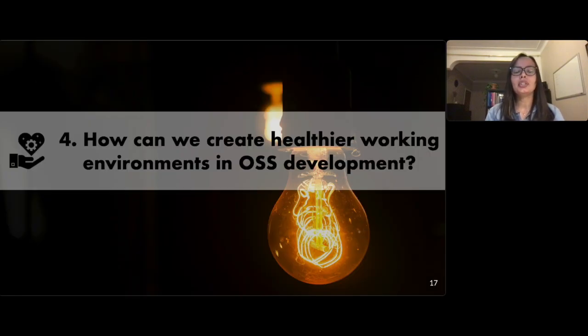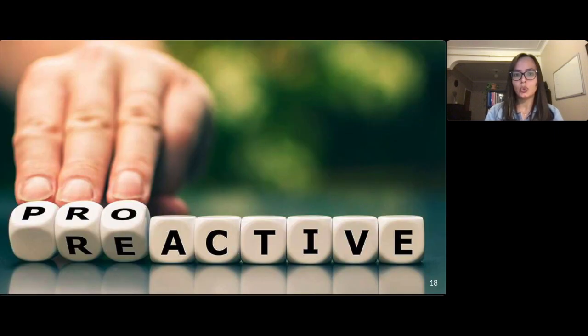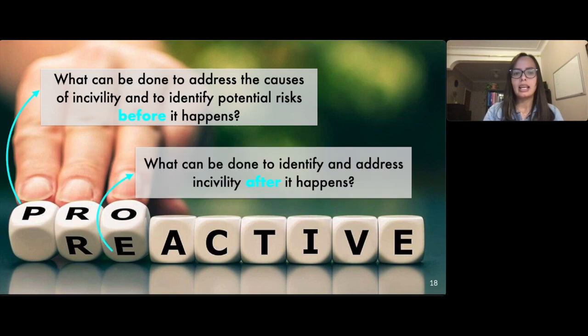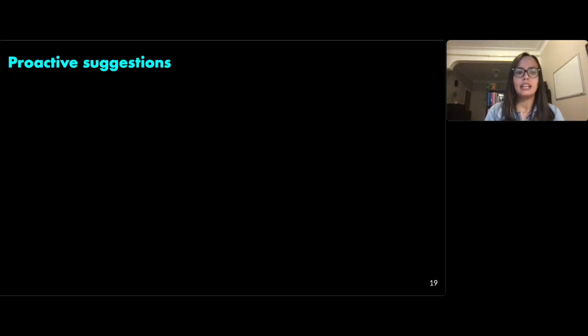So now we know the cause and consequence of uncivil communication, so we can provide means to create healthier working environments for open source communities. We suggest two approaches for that. First, we call it proactive approaches, which are approaches that are done to address the causes of incivility before it happens. And then we have the reactive approaches, which are approaches that can be done to address incivility after it happens.